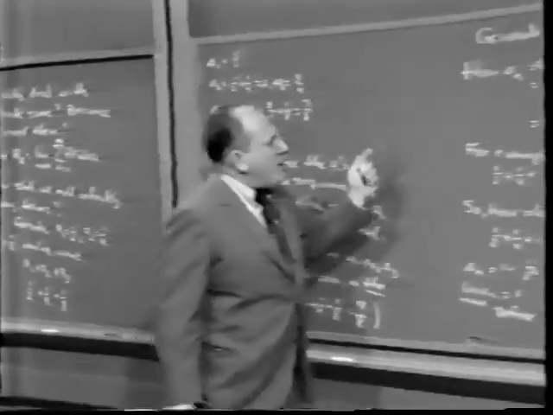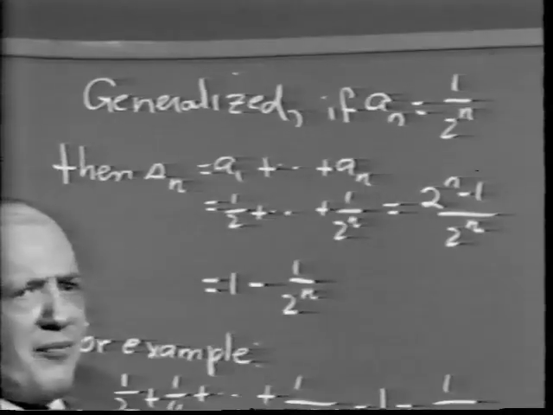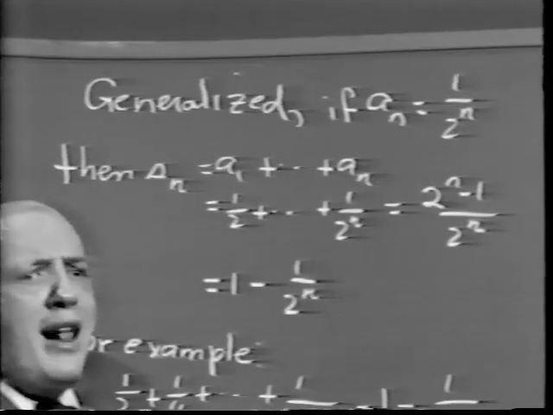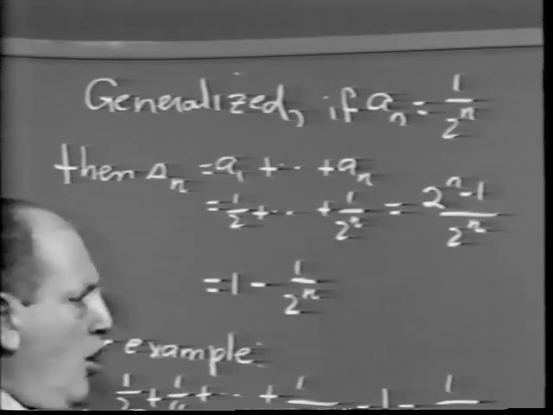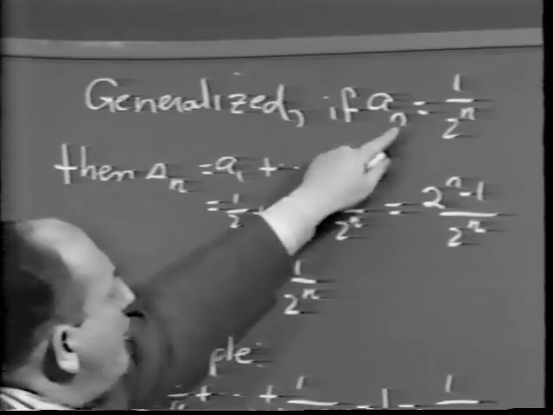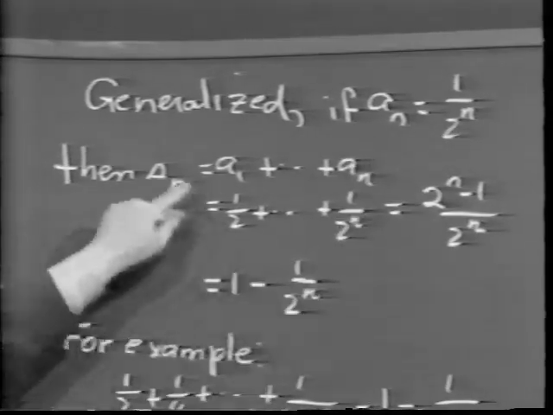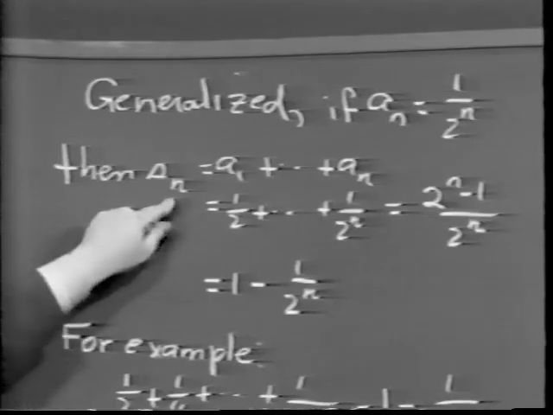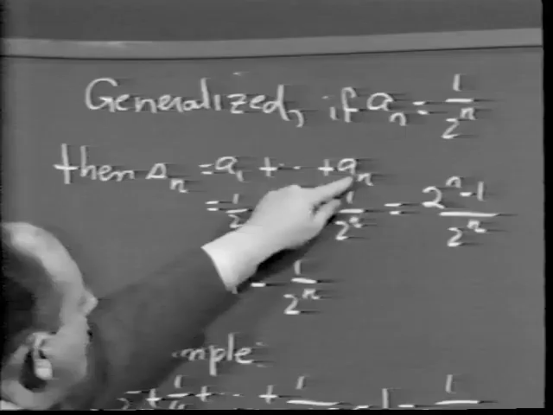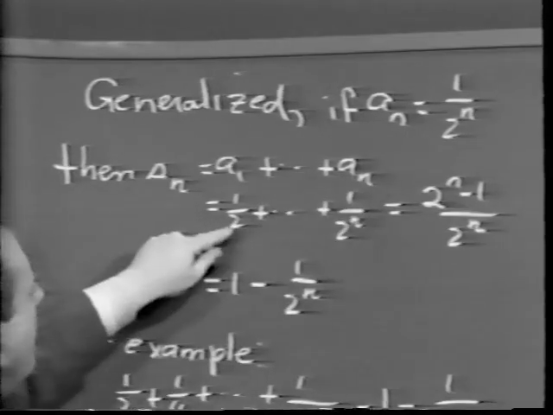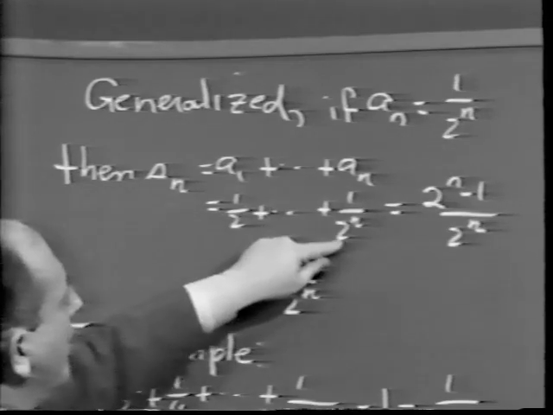At any rate, let's generalize this particular problem. Let's suppose now, instead of wanting to add 1/2 plus 1/4 plus 1/8, we want to add up the first n terms of the form 1/2 plus 1/4 plus 1/8. In other words, let the nth term that we're going to add, a sub n, be 1 over 2 to the n. Then the nth partial sum, the sum of these n terms, is, of course, what? a1 plus, etc., a sub n. That turns out to be 1/2 plus 1/4 plus, etc., 1 over 2 to the n.